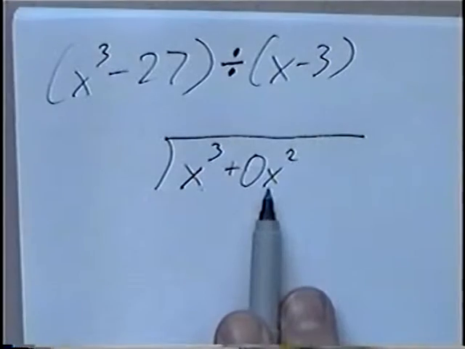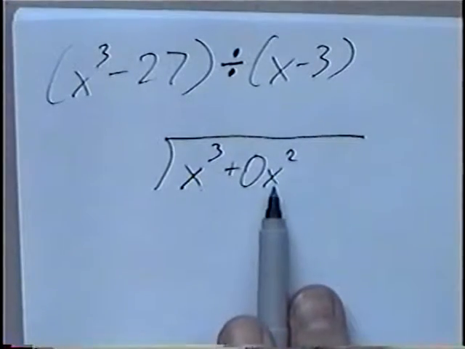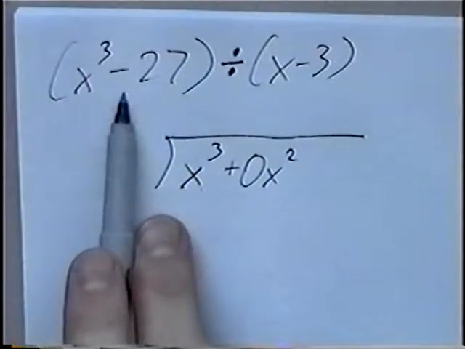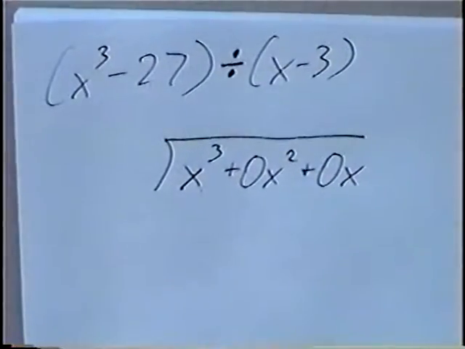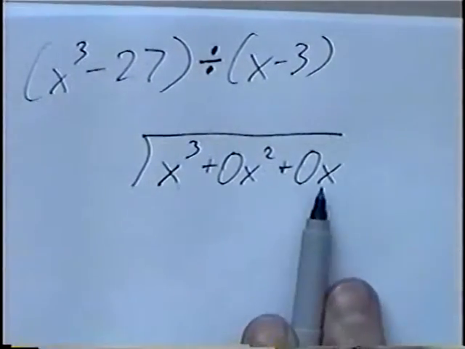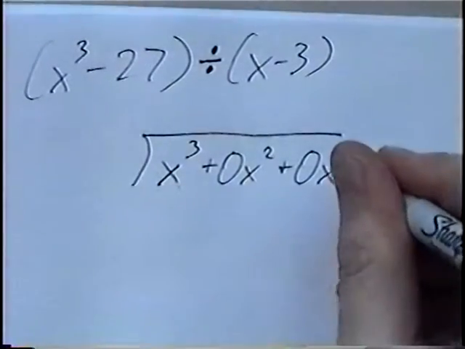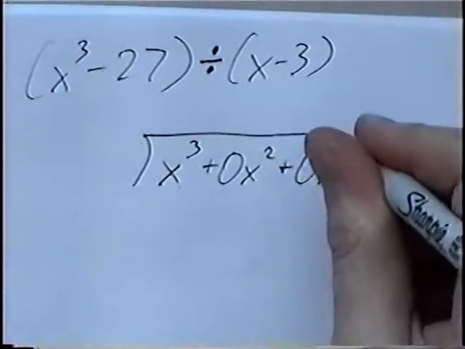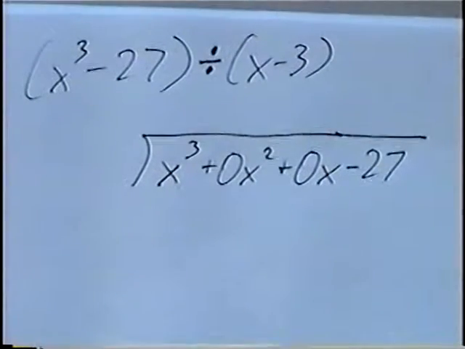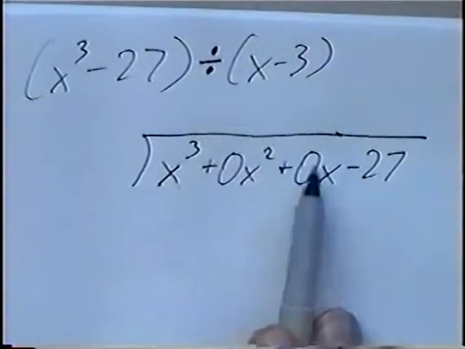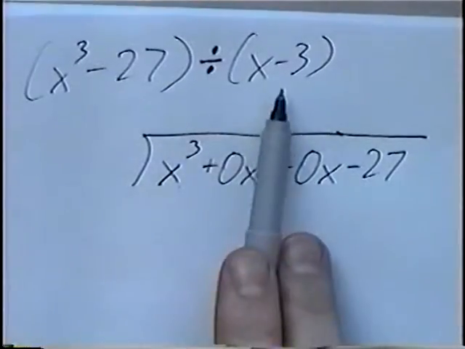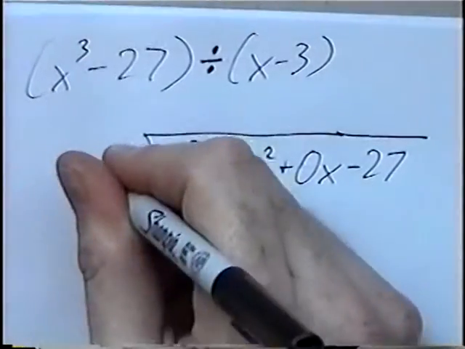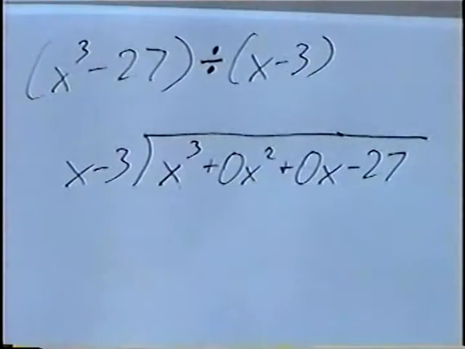We'll have x cubed plus 0x squared. After x squared, we'll have x. There is no x in the original question, so again we can add plus 0x. And after the x, we'll have the constant minus 27. When doing long division, it's very important to have all your placeholders and all of your exponents to get the correct answer. Dividing by x minus 3, we can put outside the dividing symbol.